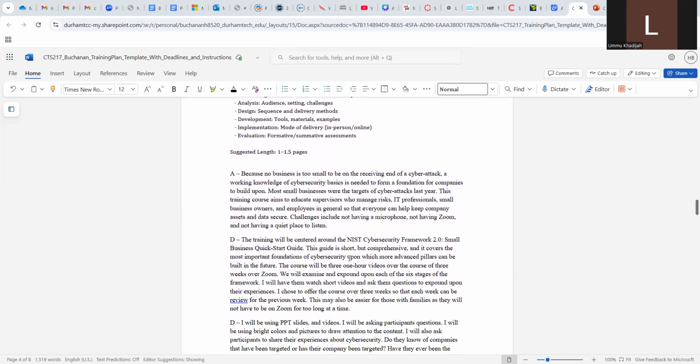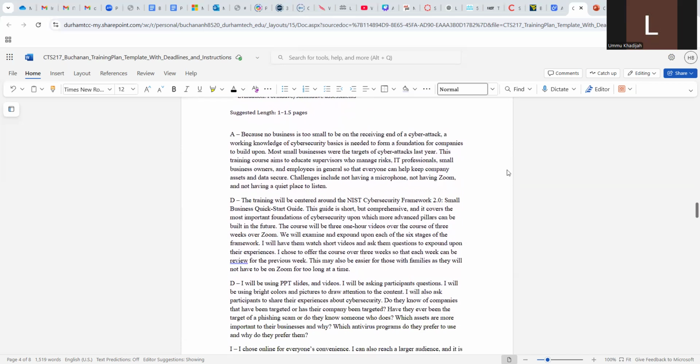The ADDIE model. So, analysis: because no business is too small to be on the receiving end of a cyber attack, a working knowledge of cybersecurity basics is needed to form a foundation for companies to build upon. Most small businesses were the targets of cyber attack last year.